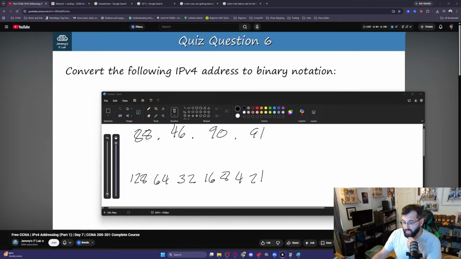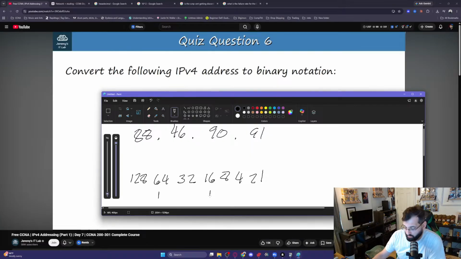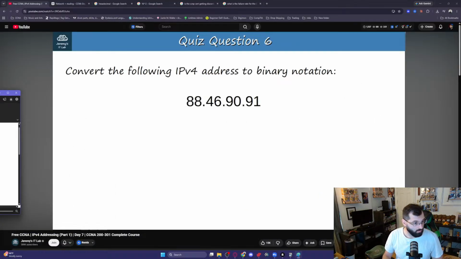So 88. All we got to do is figure out the combination that adds these together. So it's got to be 64. 64 plus 32 is 96, so that can't be it. So 64 plus 16 is 80. So that works, but that only gets us to 80. So we need one more. Everything else is going to be zeros. So this one is going to be 0, 1, 0, 1, 1, 0, 0, 0.